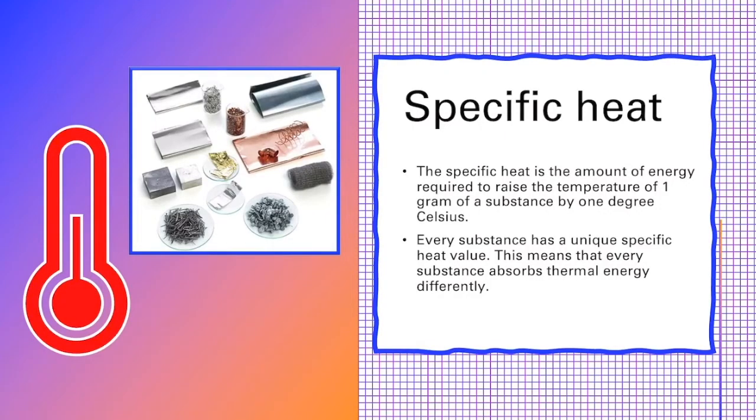So what is specific heat? The specific heat is the amount of energy that's required to raise the temperature of 1 gram of a substance by 1 degree Celsius. Every substance is going to have its own unique specific heat value, and this means that every substance absorbs thermal energy differently. Some things require a lot of thermal energy in order to change their temperature, and others just require a little bit.